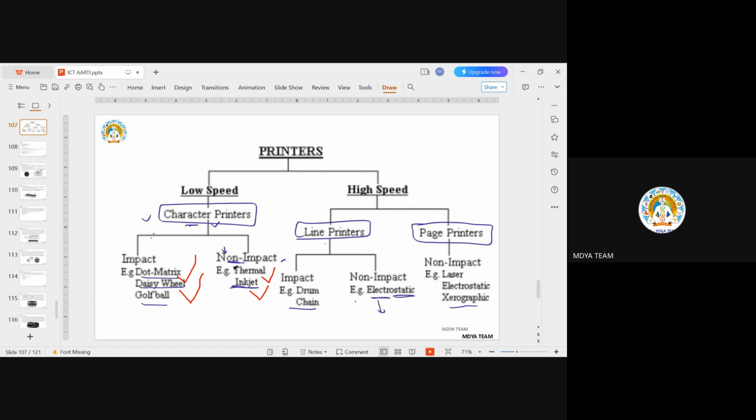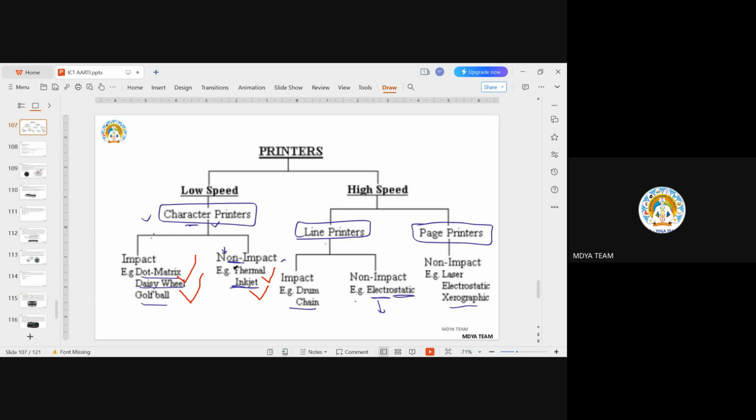But some impact printers are also character printers. Character printer doesn't mean that they come under impact; they can also come under non-impact because their speed is low. They print character by character, but they are non-impact. The basic difference is impact and non-impact: which printers are impact and which printers are non-impact.